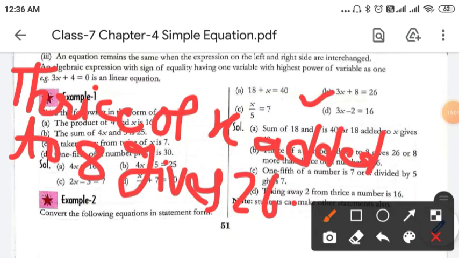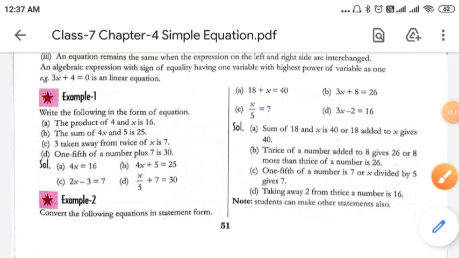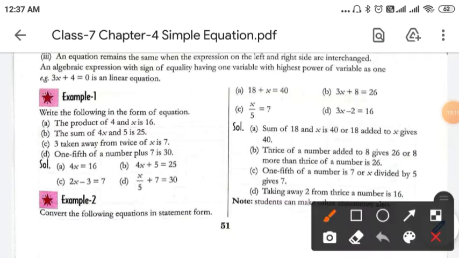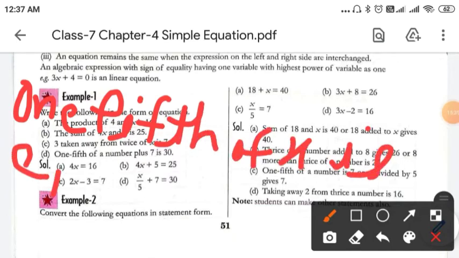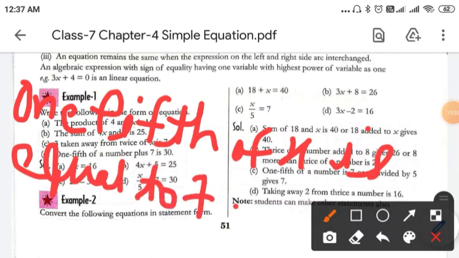You can write any other statement also. It's up to your choice. Next one is x by 5 equal to 7. So here we can easily write that 1/5 of x equal to 7. 1/5 of x is equal to 7.